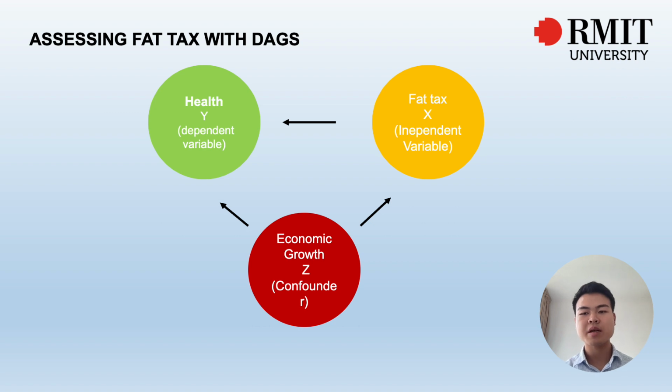It can also be interpreted in the econometric model that the fat tax is an independent variable and health is a dependent variable. The dependent variable, which is health, relies on the independent variable, fat taxes, as imposing fat taxes is projected to bring a better and positive health outcome in society.